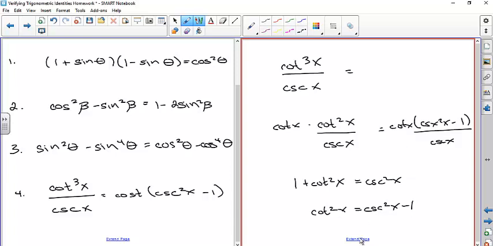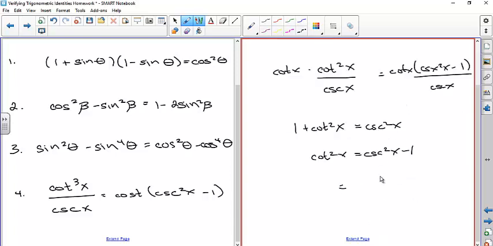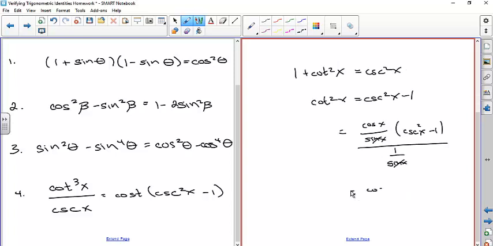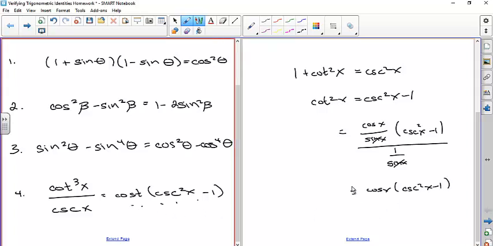So I can see what the path now is. So the cotangent is the cosine divided by the sine, and then I divide the whole thing by the cosecant, which is 1 over the sine, and then I multiply by cosecant squared of x minus 1. So these sines cancel out, and I'm just left with cosine of x times cosecant squared of x minus 1, which is the same as I had there. So verify the identity that way.